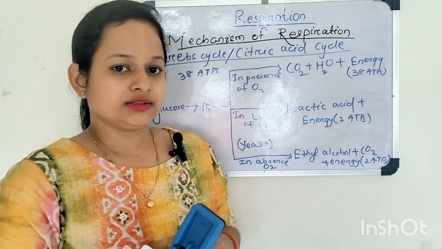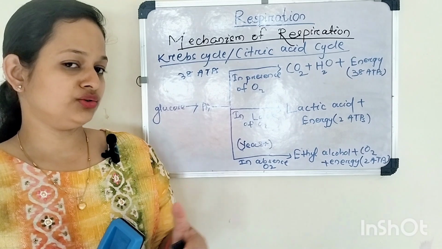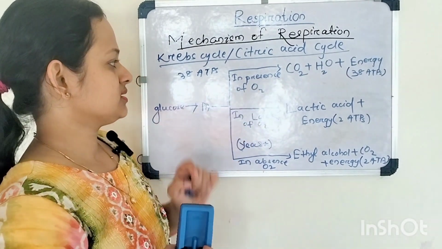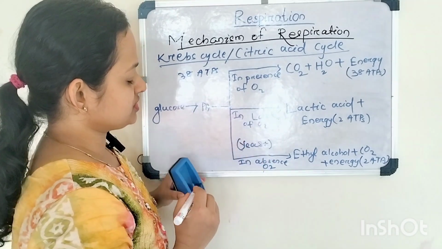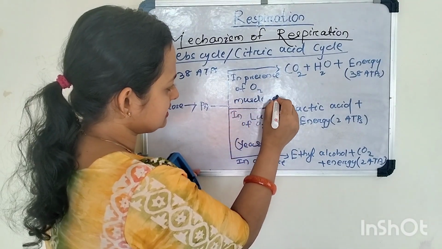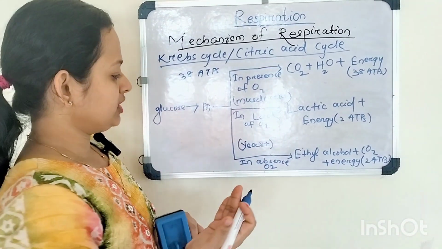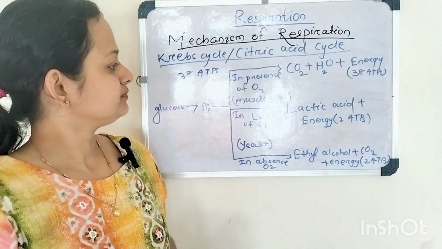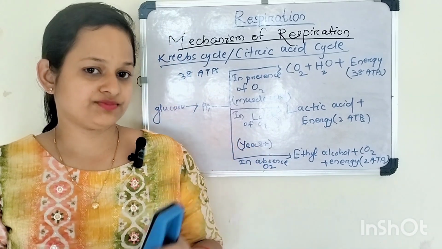So there are actually 3 pathways of glucose breakdown. In the presence of oxygen, it occurs in organisms, in the lack of oxygen it is carried out in muscle cells, and in the absence of oxygen it occurs in yeast. So these were the 2 types of mechanisms of respiration.